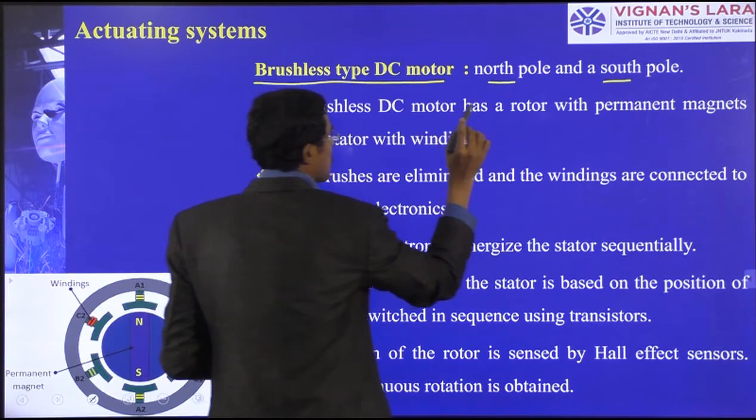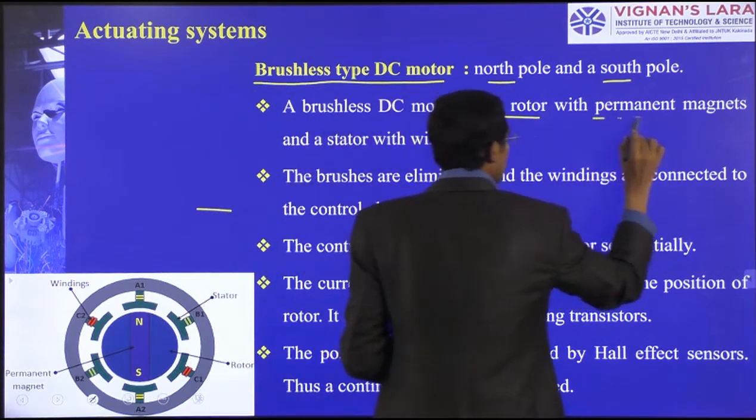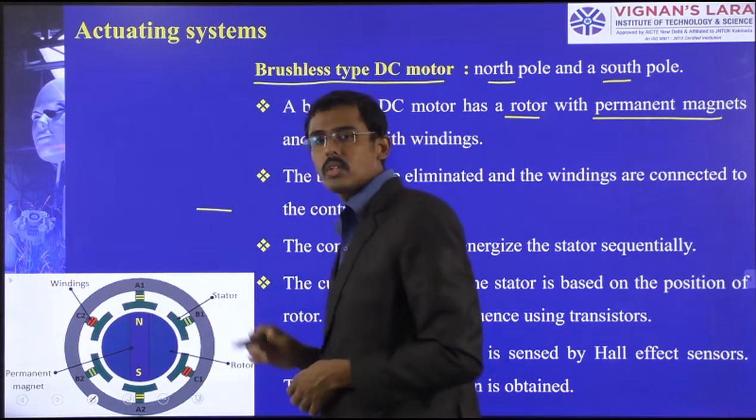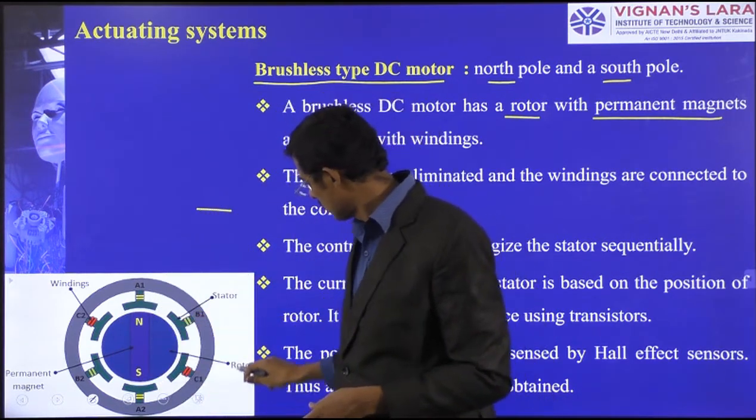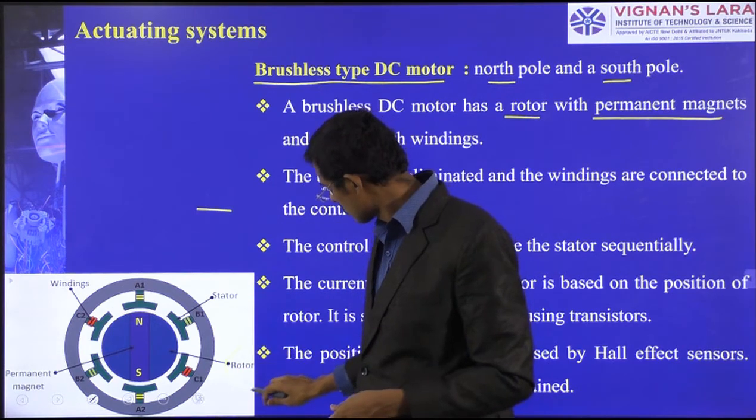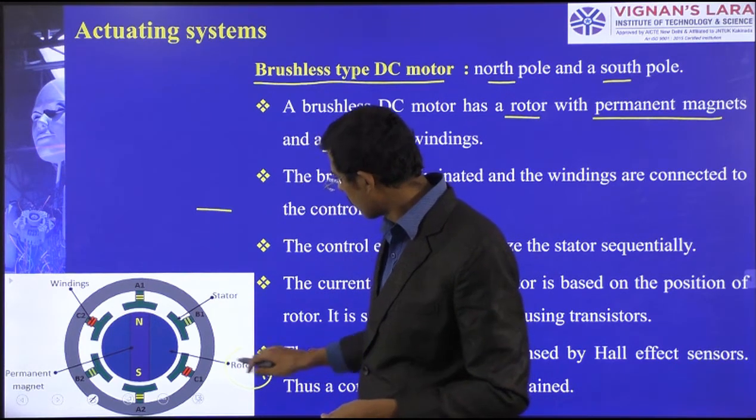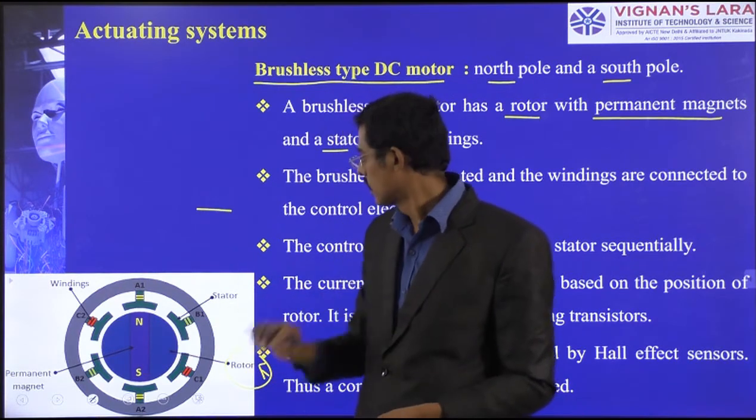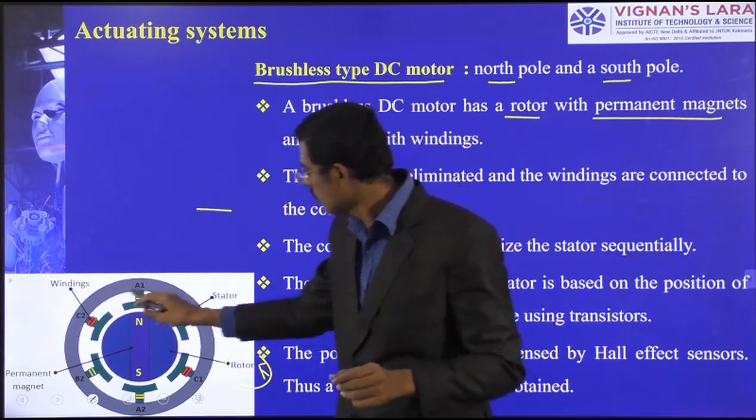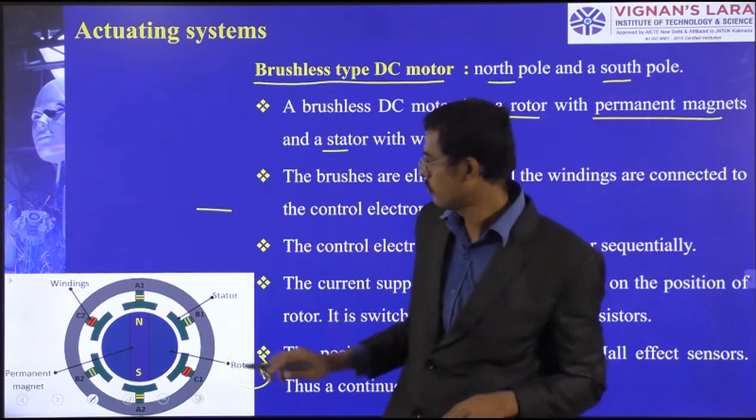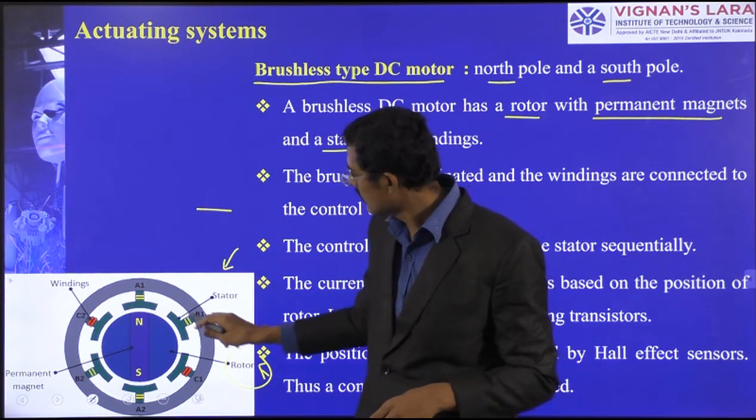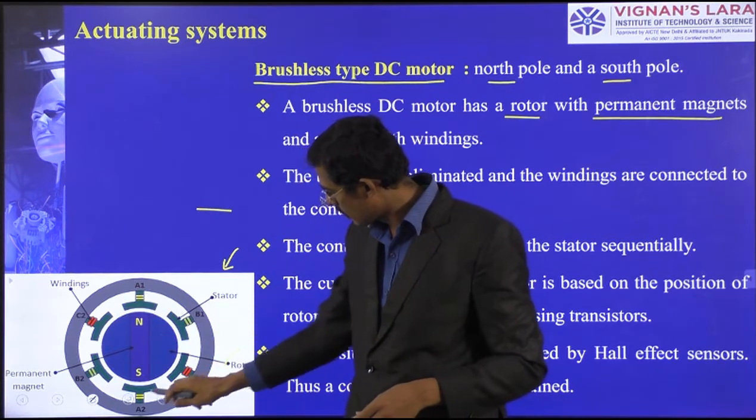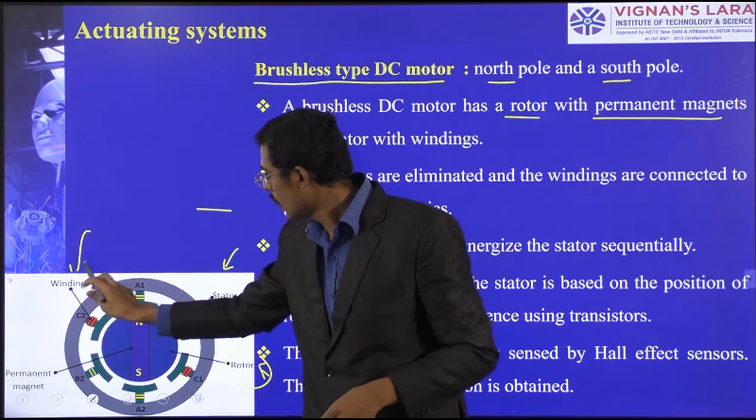The brushless DC motor has a rotor with permanent magnets and a stator with windings. The rotor is going to rotate at the center. See, this is the rotor, which is shown in the inside view. The north pole and south pole are there, and the stator is static. Here we have the stator on the outside, which contains the red color, green color, and yellow color. These all belong to the windings.